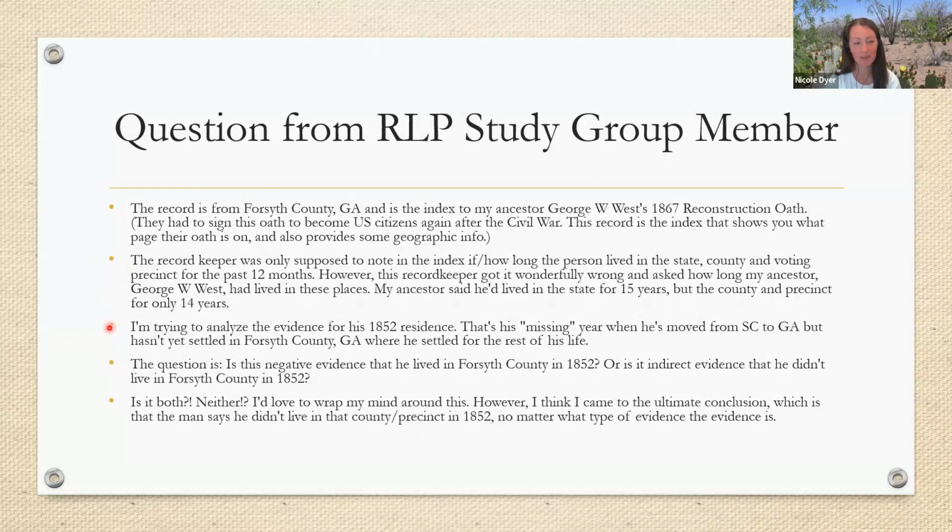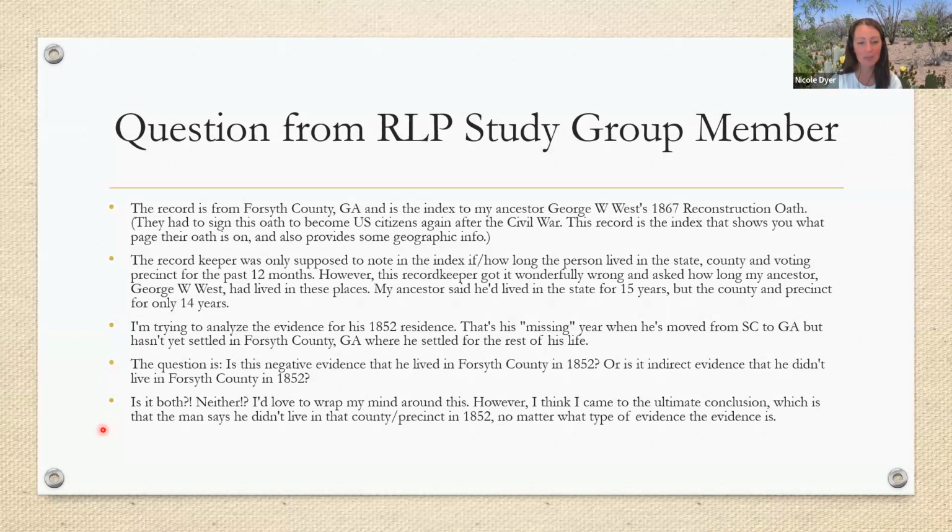That's great. Okay, I'm trying to analyze the evidence for his 1852 residence. That's his missing year when he's moved from South Carolina to Georgia, but hasn't yet settled in Forsyth County, Georgia, where he settled for the rest of his life. The question is this negative evidence that he lived in Forsyth County in 1852, or is it indirect evidence that he didn't live in Forsyth County in 1852? Is it both? Neither? I'd love to wrap my mind around this. However, I think I came to the ultimate conclusion, which is that the man says he didn't live in that county precinct in 1852, no matter what type of evidence the evidence is.